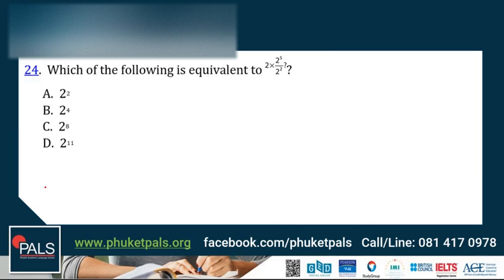24. Which of the following is equivalent to 2 times 2 to the power of 5 over 2 to the power of 2? Let's start with 2 to the power of 5 over 2 to the power of 2. The base is the same, so let's subtract the exponents. So we've got 2 times 2 to the power of 3. And then this is multiplication, so we need to add the exponents. So 2 to the power of 4. The answer is letter B.